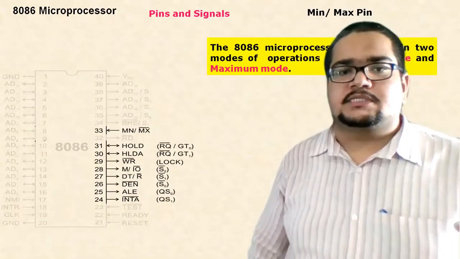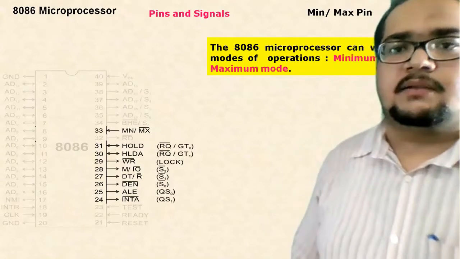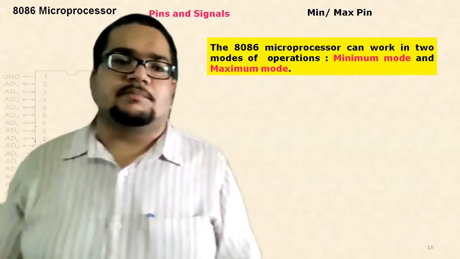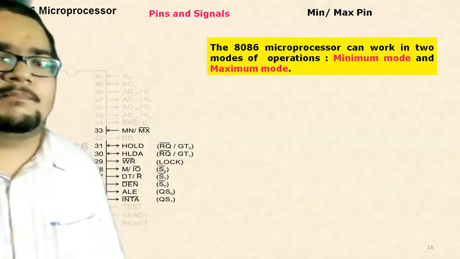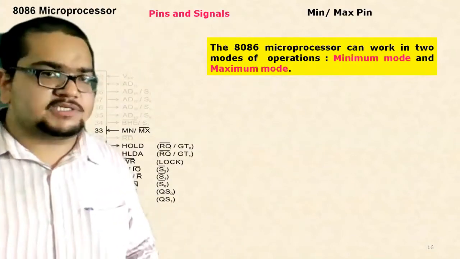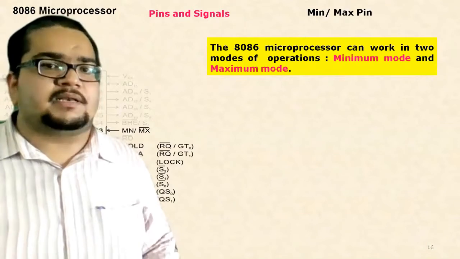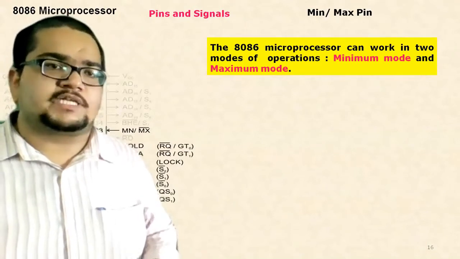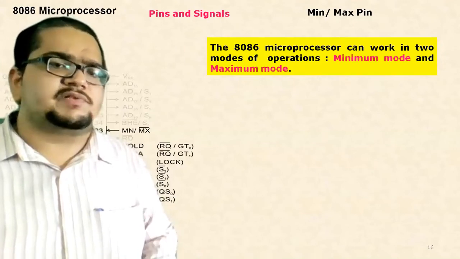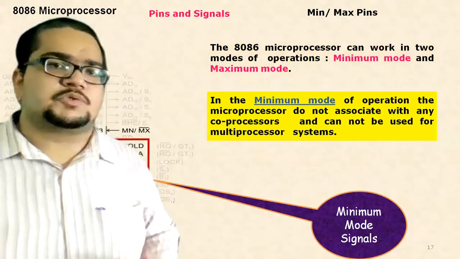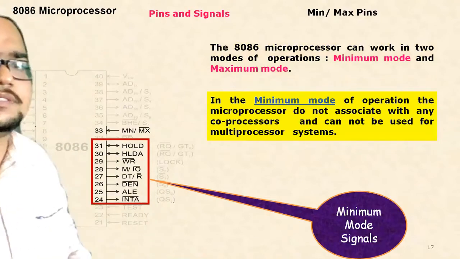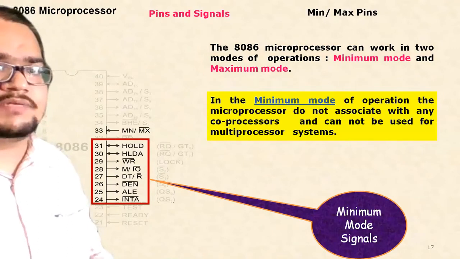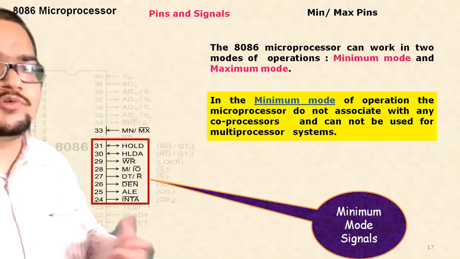That is about today's lecture, but I want to give you a little bit more about the MN/MX bar, pin number 33. Pin number 33 of our 8086 is MN/MX bar. This pin switches between the minimum and maximum mode. So what is minimum mode? What is maximum mode? It's just a brief definition, and we'll check it in detail later. These sets of signals here, you can check out: pin numbers 31, 30, 29, 28, 27, 26, 25, 24, that is, 24 to 31 basically.